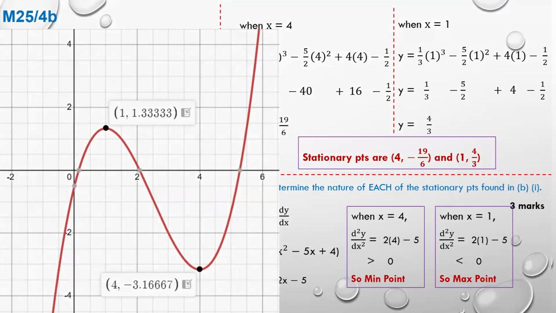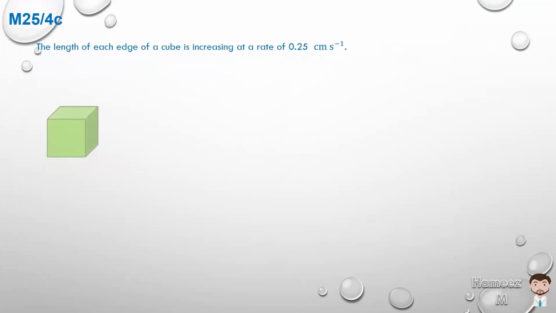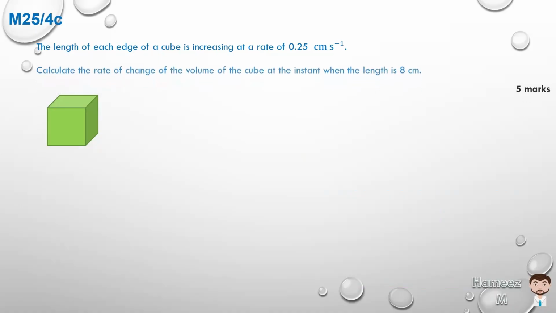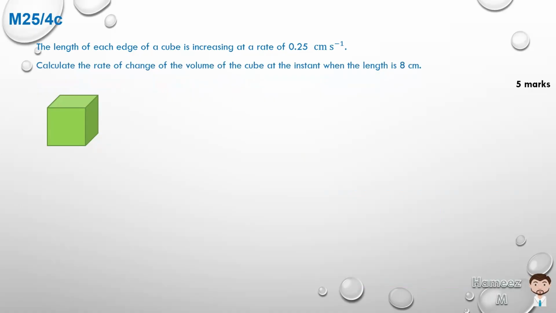Let's now go on to part 4C, still in calculus, where this question says the length of each edge of a cube is increasing at a rate of 0.25 centimeters per second. So we see the cube here, and the cube is expanding. Each side is increasing by 0.25 centimeters every second. Calculate the rate of change of the volume.